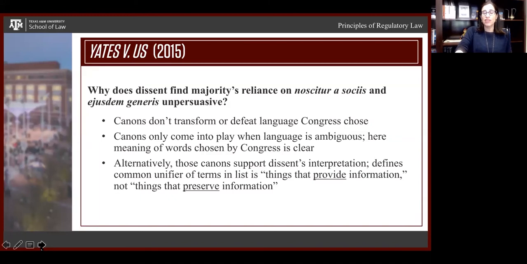Alternatively, they say those canons actually support their own interpretation. They find a different unifier in applying ejusdem generis. And they say the unifier is anything that provides information, not things that preserve information, and a fish would fit within that category in this context. They also note that all the verbs don't have to match up to all the nouns.